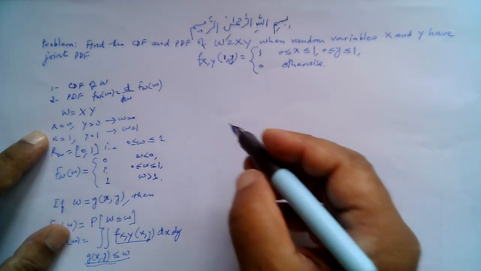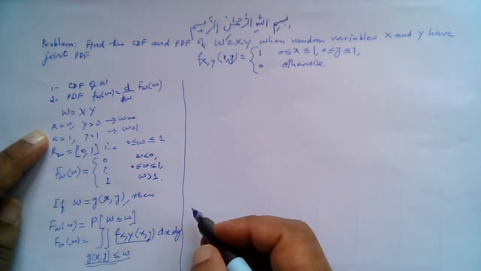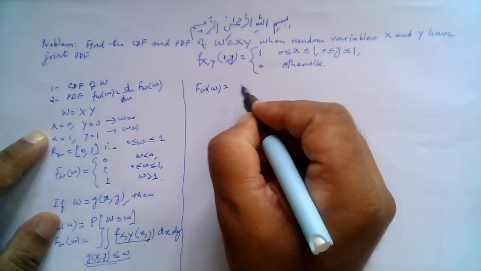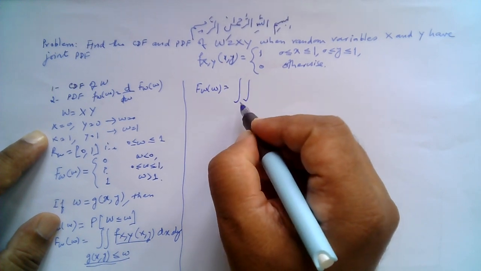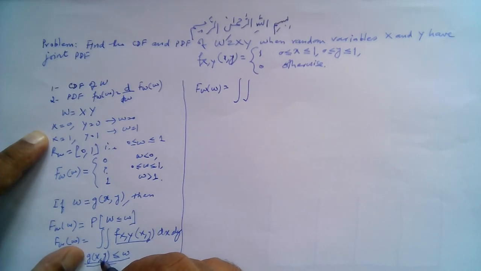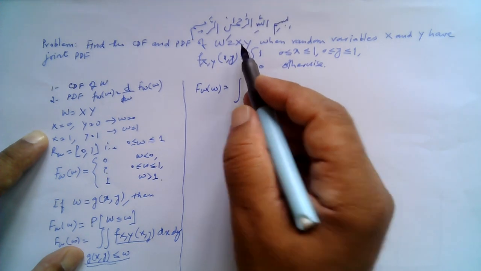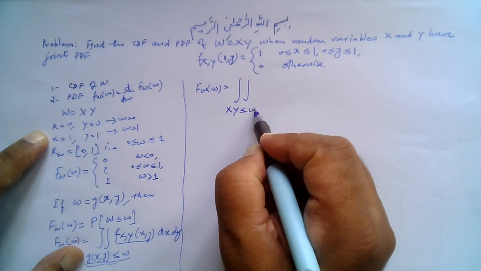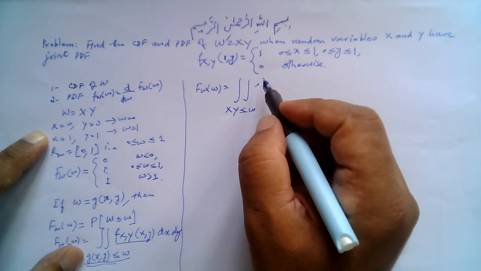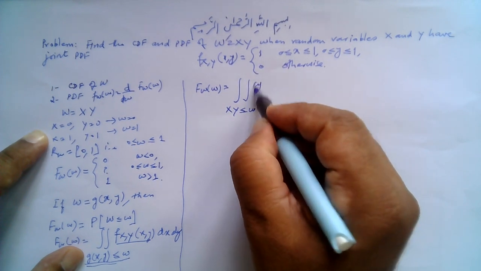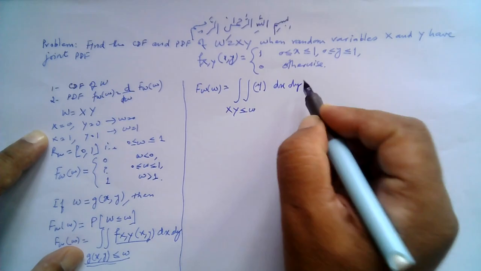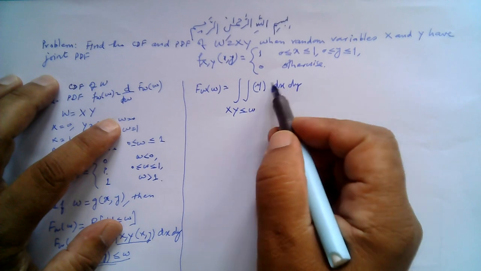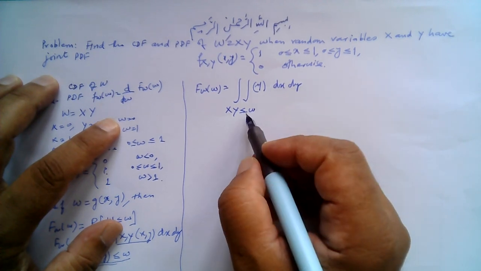So what we can do now is rewrite this formula for our particular case. In our case, F_W(w) is given by, now in our case, this function g(x, y) is xy, right? So W is equal to xy. So xy less than or equal to w, right? And the joint PDF in our case is 1 here, with dx dy. So we have the right side all done. What we need to do is determine the limits.